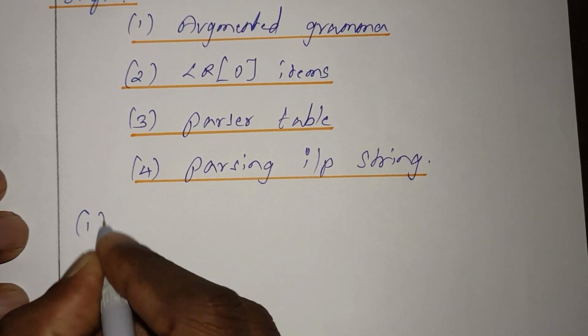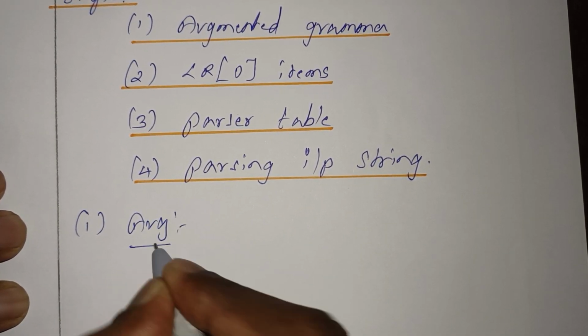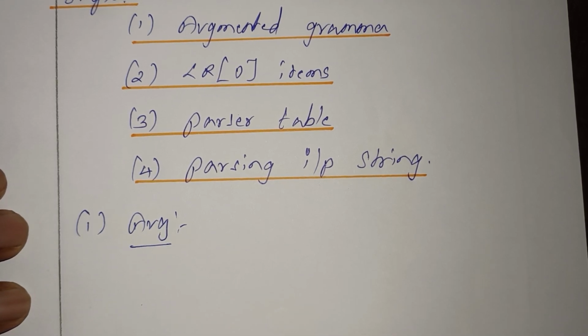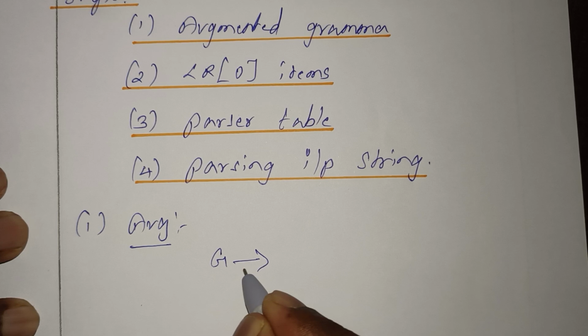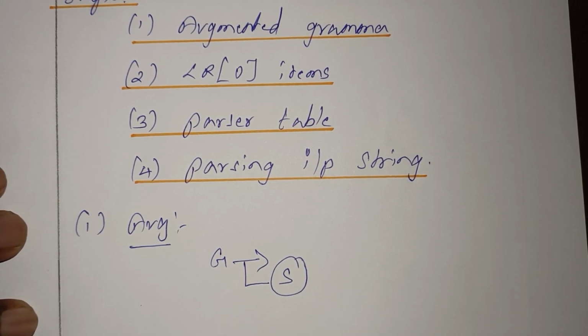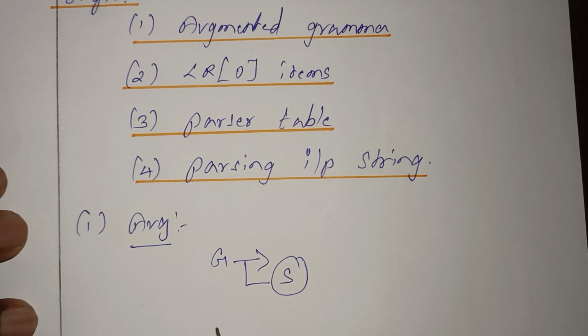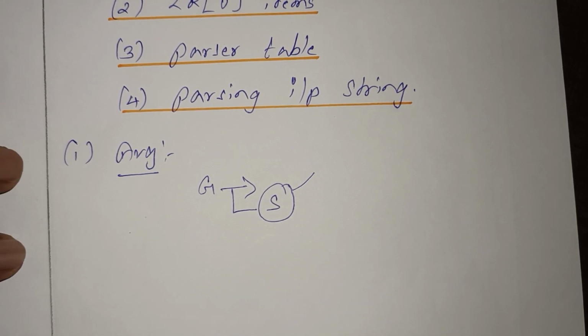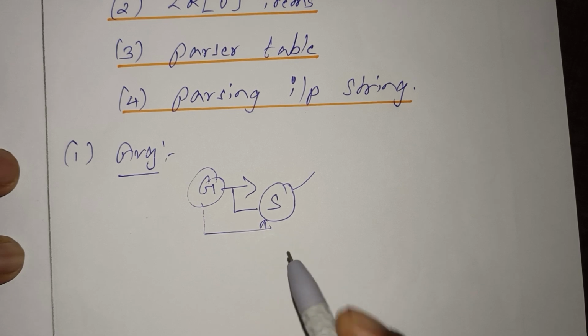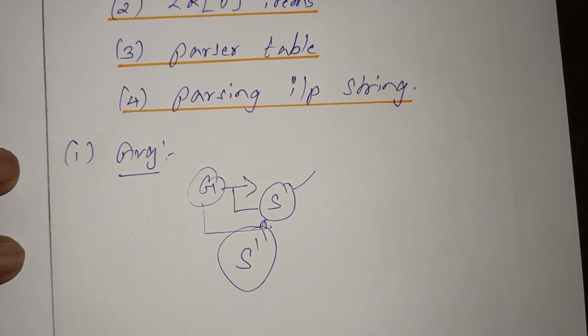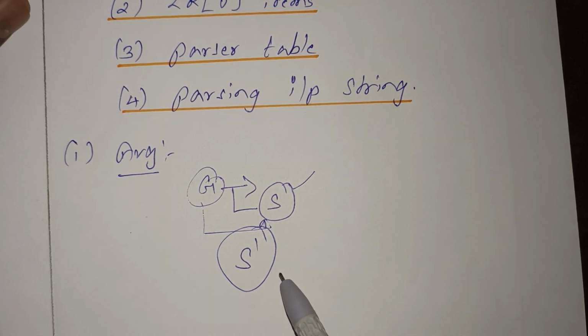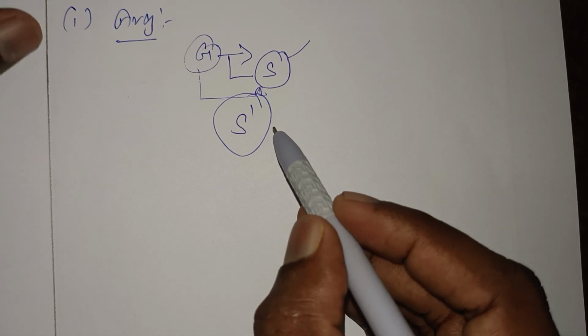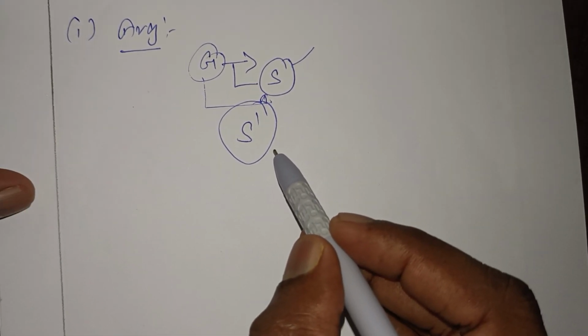So let me tell you what is this augmented grammar. Step number one, right? Now suppose assume that a grammar G is given, and the start symbol is S. Say for example there is a grammar and the start symbol for this grammar is S. Now what is the augmented grammar for G? Whichever is the new start symbol, say the start symbol is S, now you can say that the augmented grammar for the start symbol is S dash, right? So this is how we are going to find an augmented grammar for any given grammar. I hope you understand how augmented grammar has been approached, right?